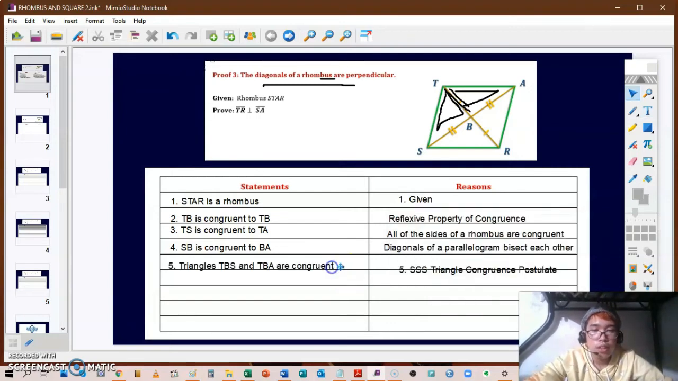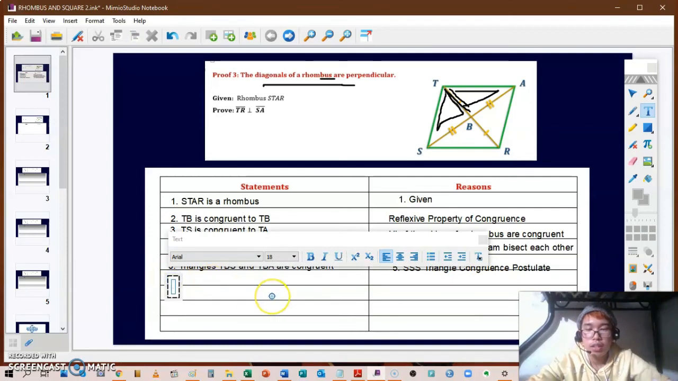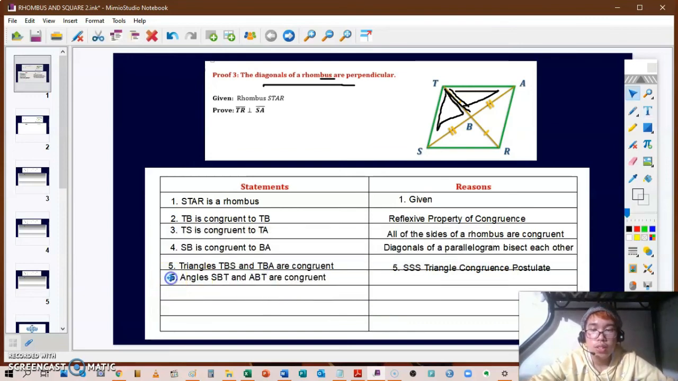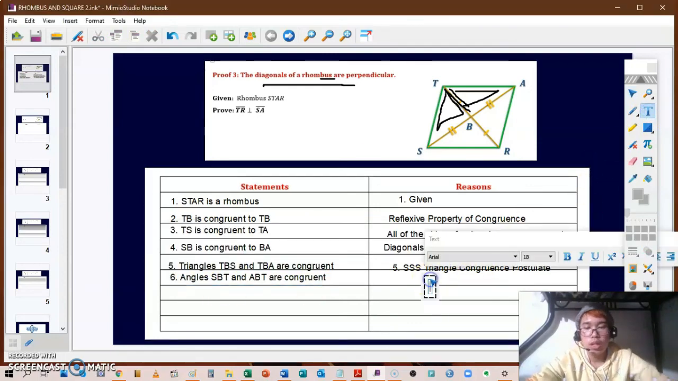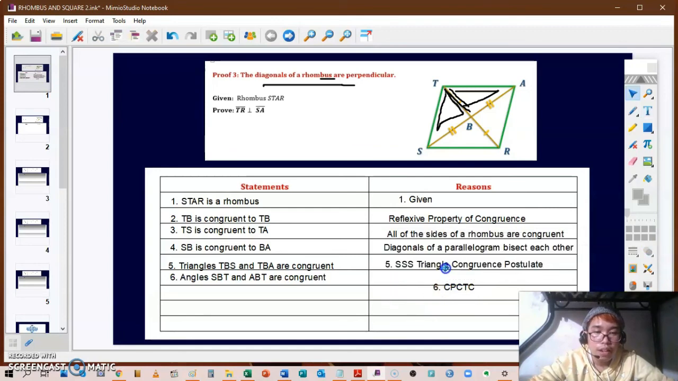Let's write here our number 6. Since we've proven that the two triangles are congruent, we can say for number 6 that angles SBT and ABT are congruent, because we've already established that the two triangles are congruent. The reason for the 6th statement is simply CPCTC, or the corresponding parts of congruent triangles are congruent.